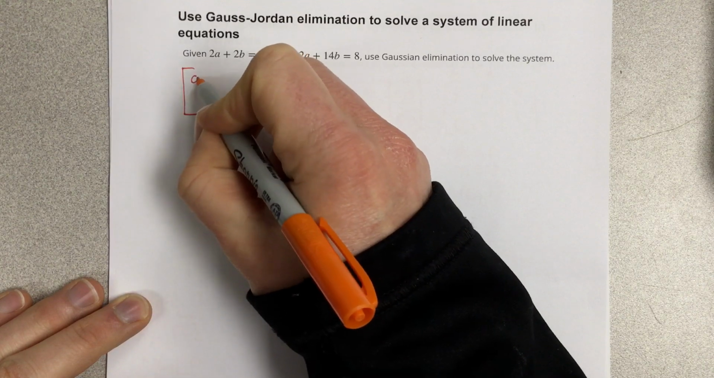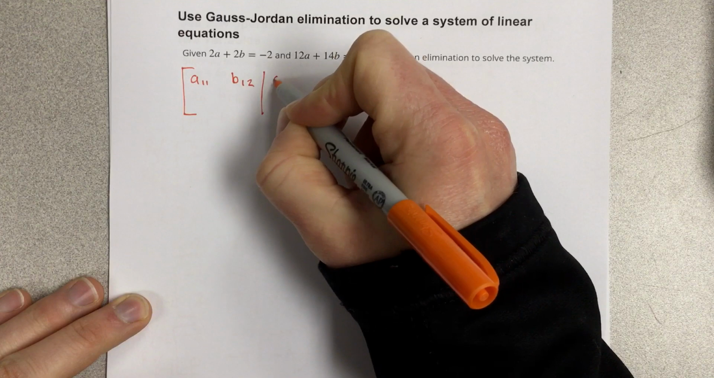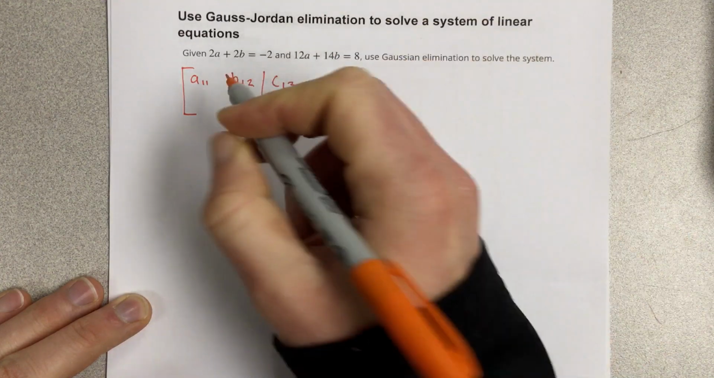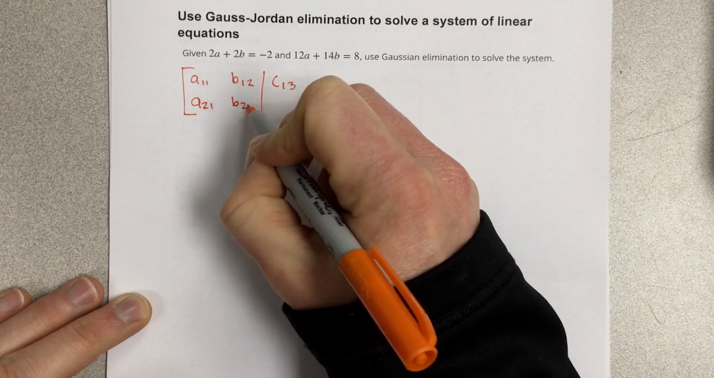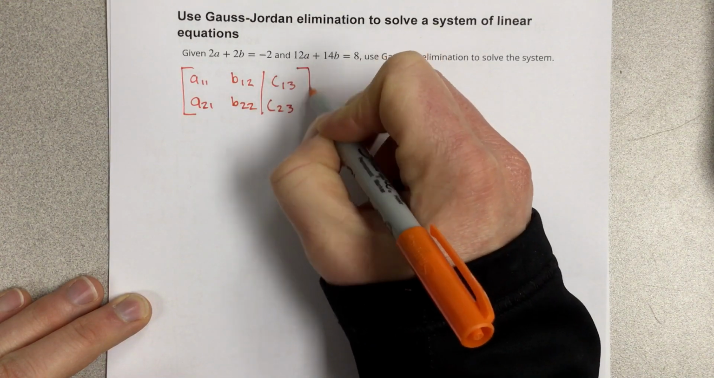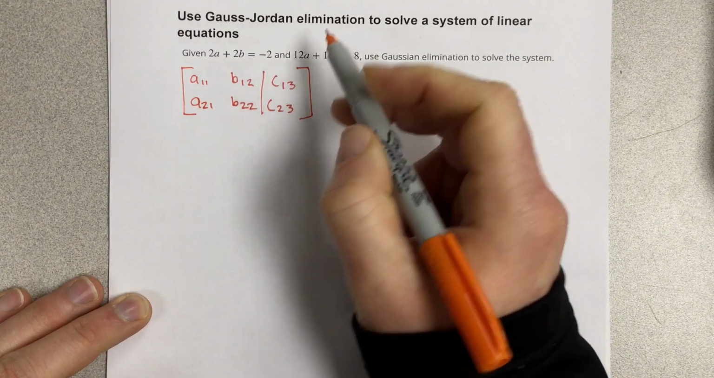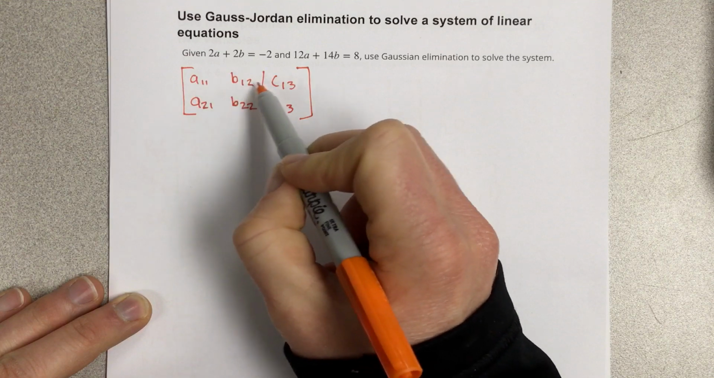So we're going to write this as a11, b12, c13, where c is the constant. And then we have A21, B22, and C23, where C is also the other constant. So we're going to take these two equations and we're going to write them in this form. These are the leading coefficients for A, B, and C.